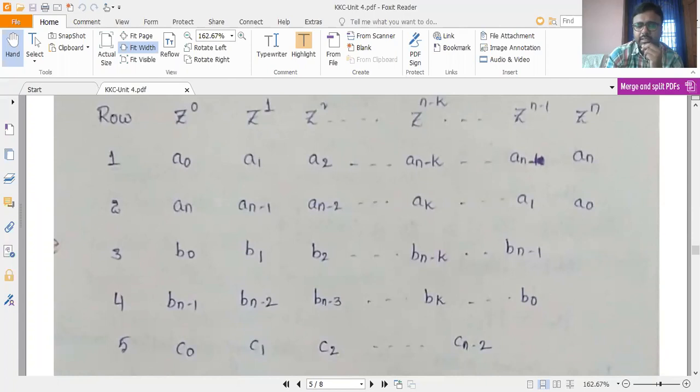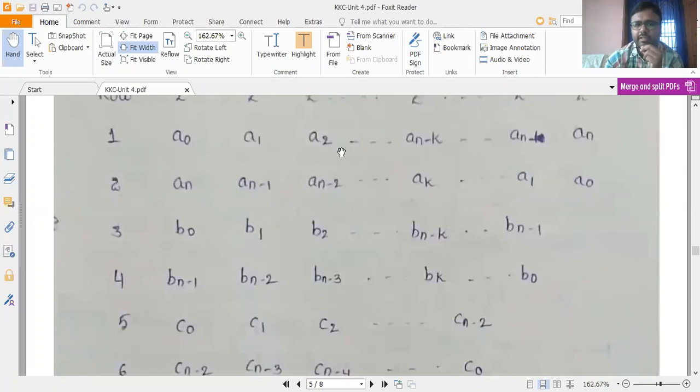Okay, so the third row starts from b0, b1, b2 and so on up to bn minus k and so on up to bn minus 1. And the fourth row is nothing but the reciprocal of this third row. That means the starting value is bn minus 1, bn minus 2, bn minus 3 and so on up to bk and so on up to b1, b0.